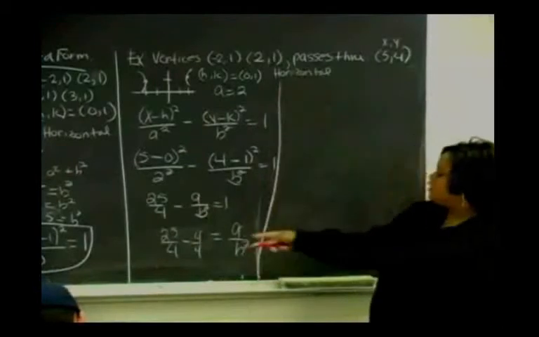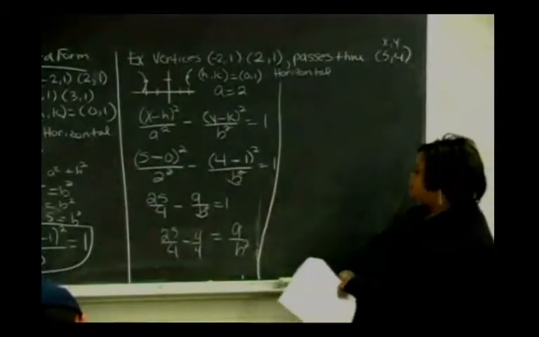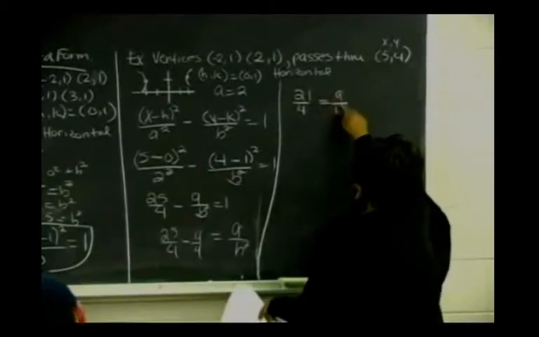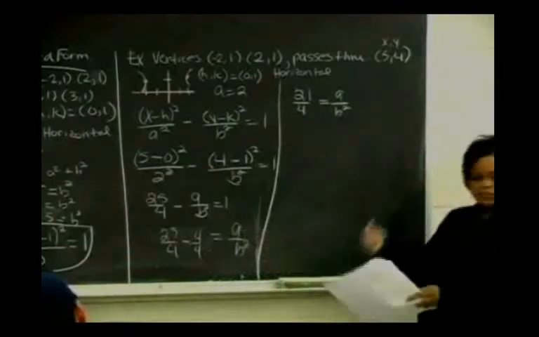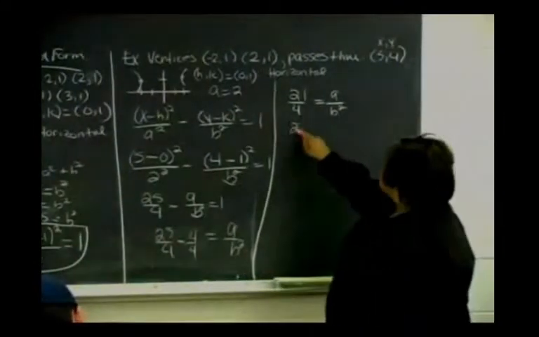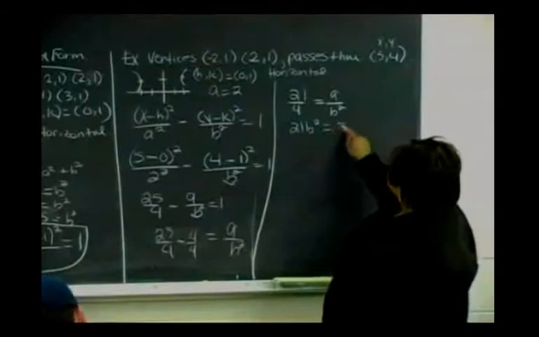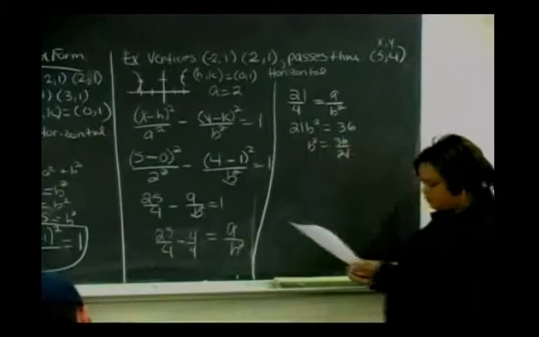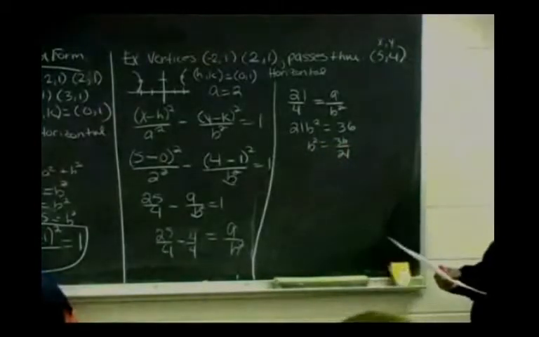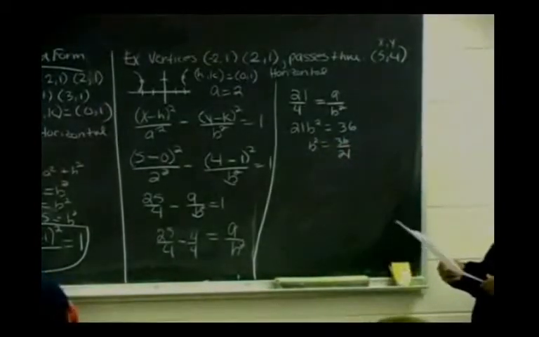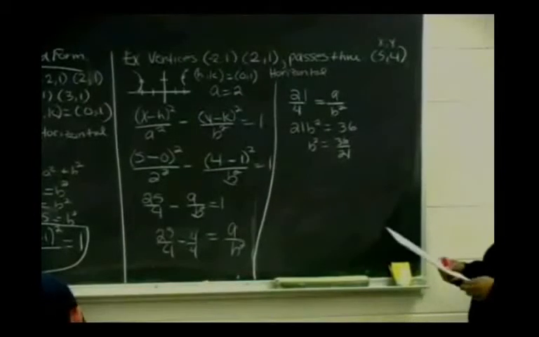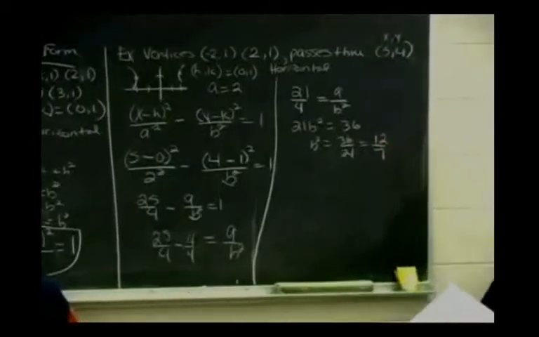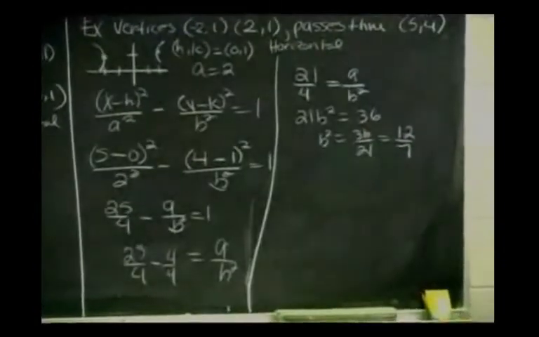So 25 minus 4 is what? 21 over 4 equals 9 over b squared. I can now do what? Cross multiply. 21b squared equals 36. So b squared is 36 over what? 21. 36 over 21 is b squared, which reduces to 12/7. And I don't need b, I just need what?